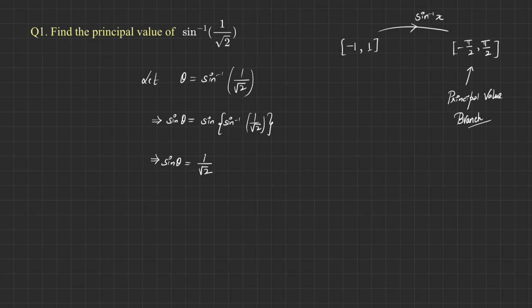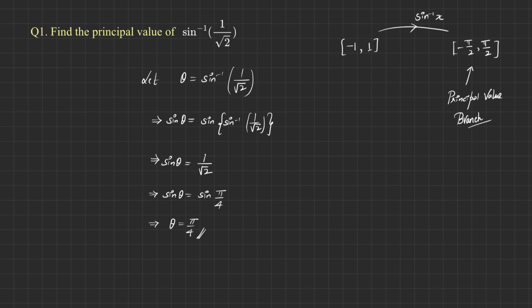Now since sine theta equals 1 over root 2, 1 over root 2 can be written as sine 45 degrees, that is pi by 4. That means the value of theta is pi by 4. So this is the required answer.